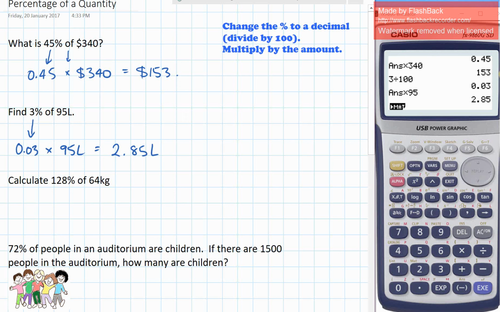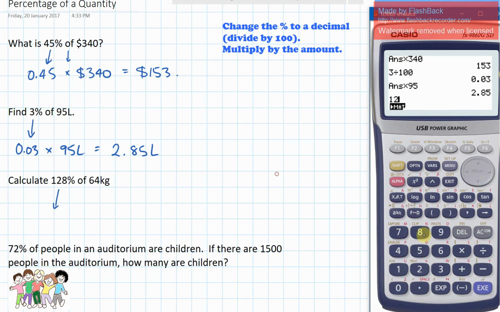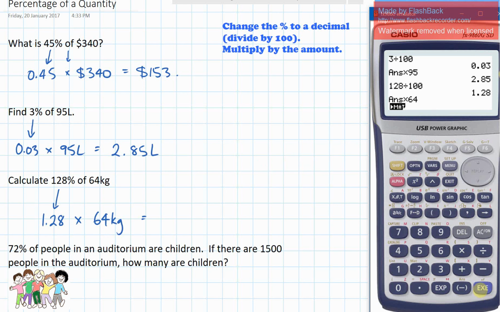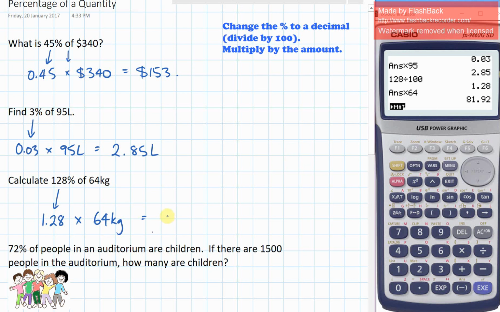Calculate 128% of 64 kgs. So you can have percentages over 100%. So 128, enter that and divide it by 100. I get 1.28. Again, just take care of your transferal of calculator answers to your paper. So 128% is 1.28 times 64 kgs. 81.92. 81.92 kgs.